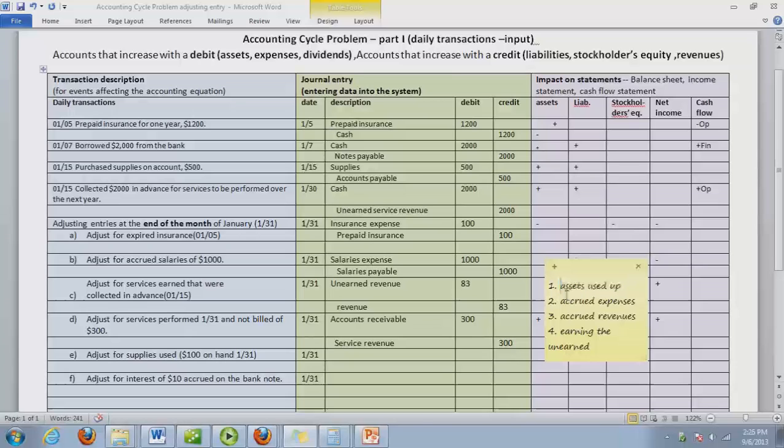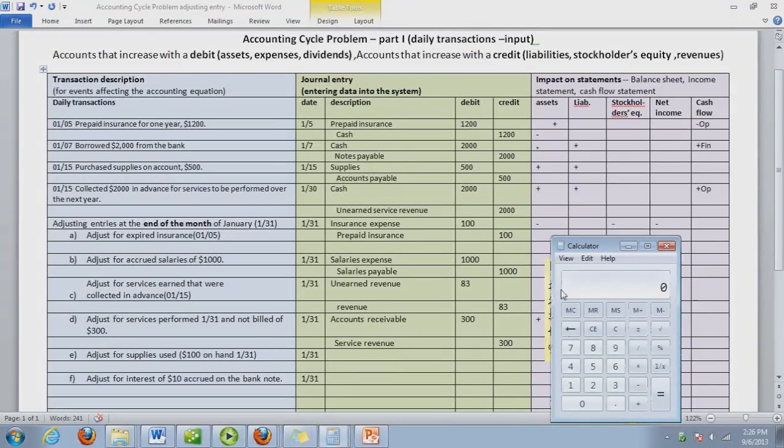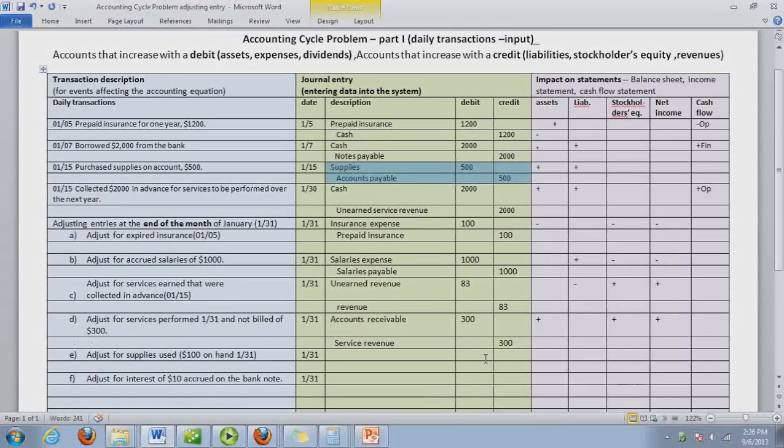And then math-wise, which this shouldn't really be too hard, we started with $500 of supplies. We now have only 100 left. So we're comparing asset value at the beginning to asset value at the end, and we can see we've used up 400. So we're going to put $400 in, and we're going to put the expense first. So we have supplies expense, and then we have supplies as the credit.